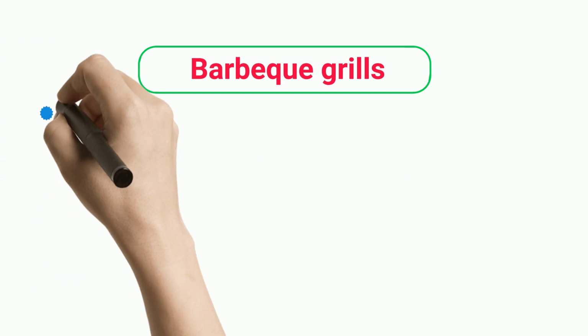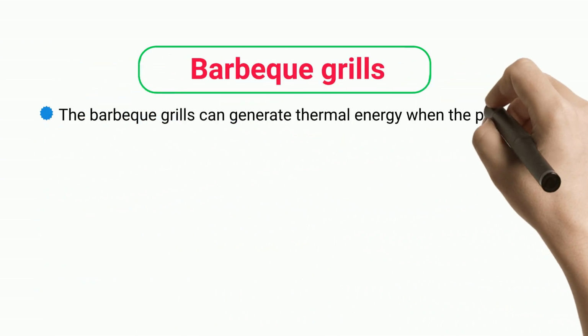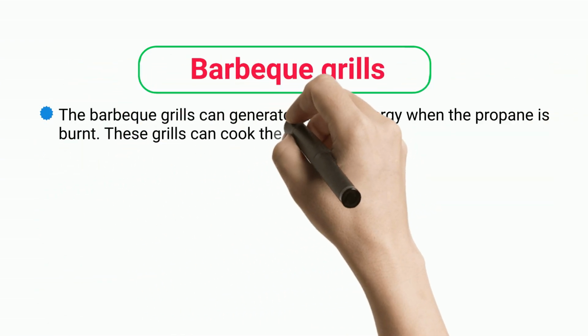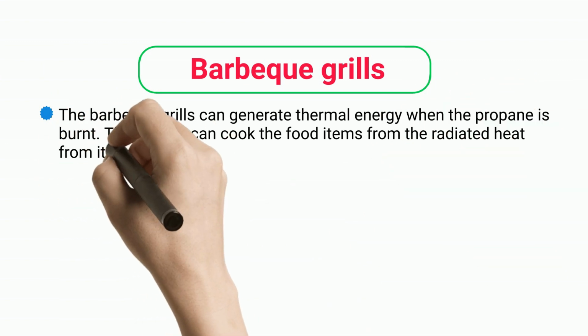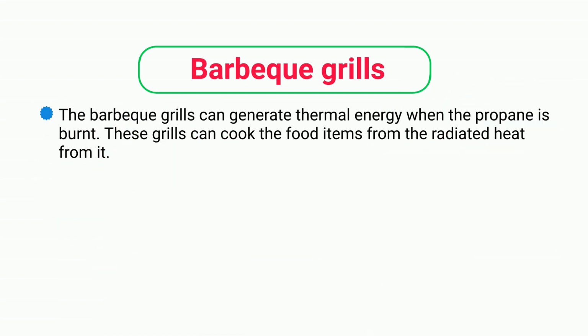Barbecue grills. Barbecue grills can generate thermal energy when the propane is burnt. These grills can cook food items from the heat radiated from them.